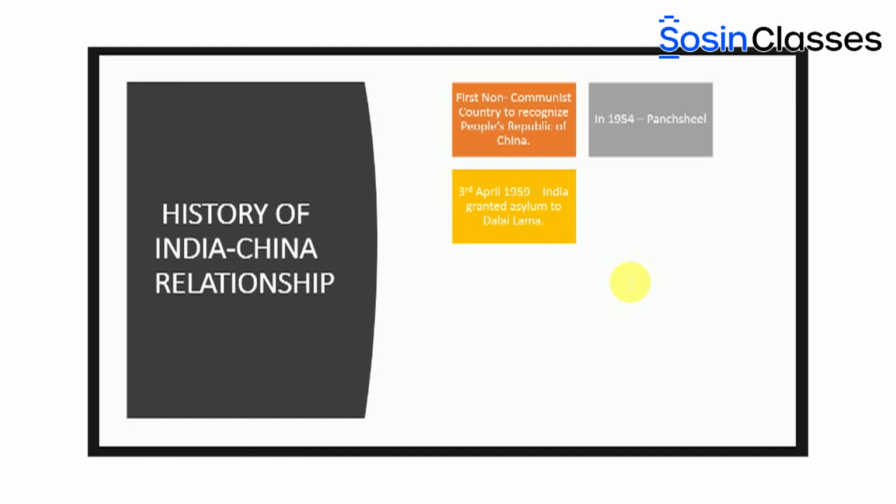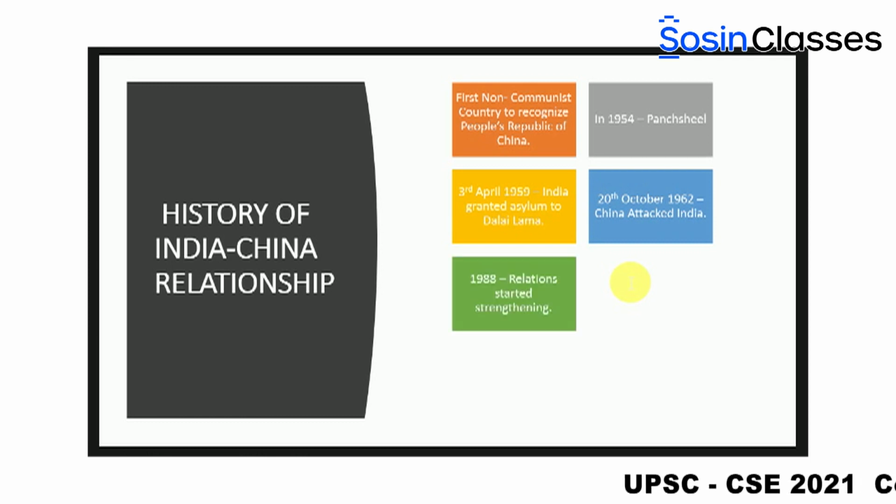In the 1950s, both the countries started having conflict over border issues, and on 20th October 1962, China launched a massive attack on India, which resulted in India's defeat. Due to this, the relations between both the countries deteriorated in the 1960s and the 70s. The relations again started to strengthen in 1988 with the visit of then Prime Minister Rajiv Gandhi to China.